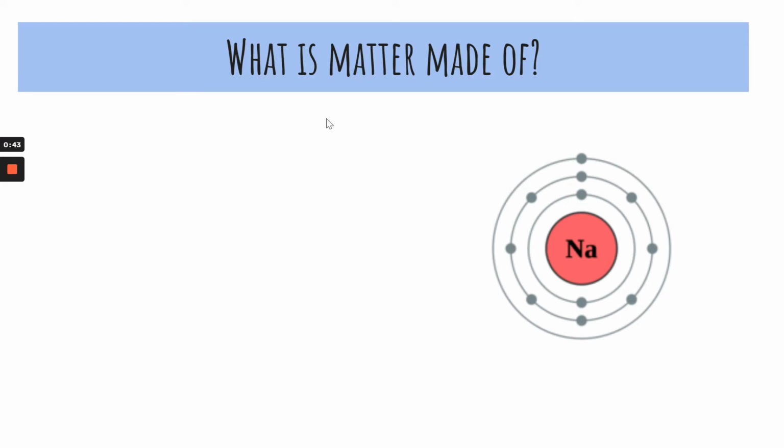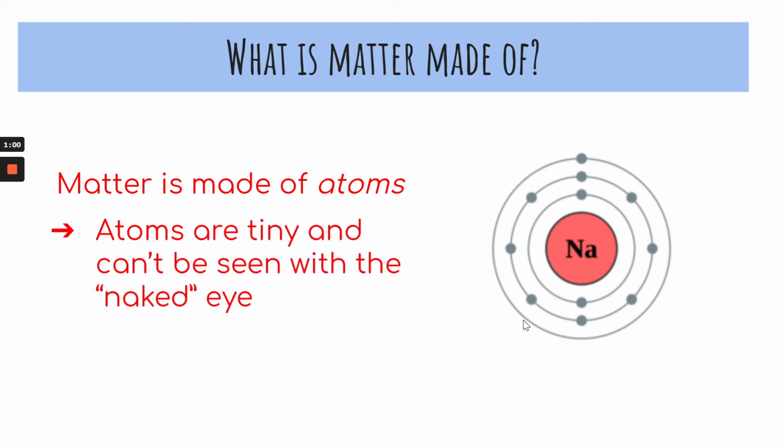So what is matter made of? So matter is made of atoms. This is an example of a sodium atom. For 6th grade science, you're not going to go into the structure of an atom. You'll get to that when you get to 8th grade. But you just need to know that matter is made of atoms, and atoms are tiny and cannot be seen with the naked eye. So naked eye means you're not looking under a microscope.